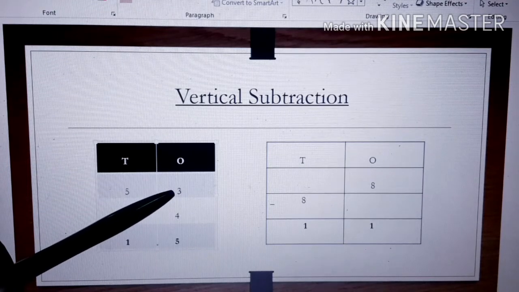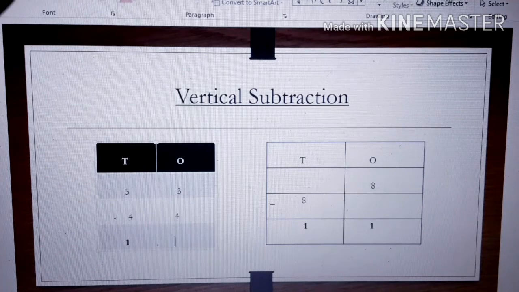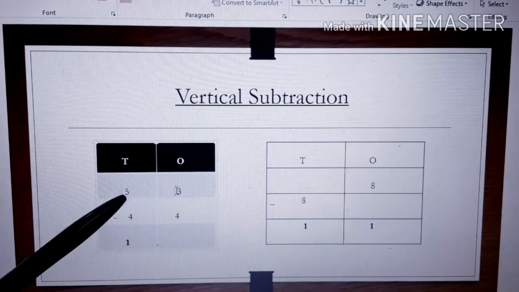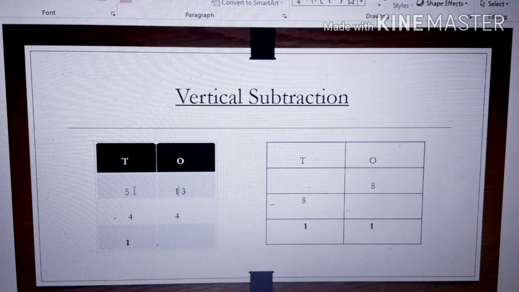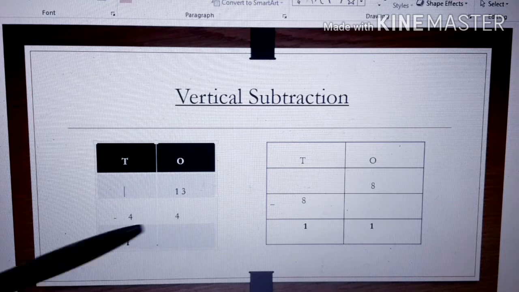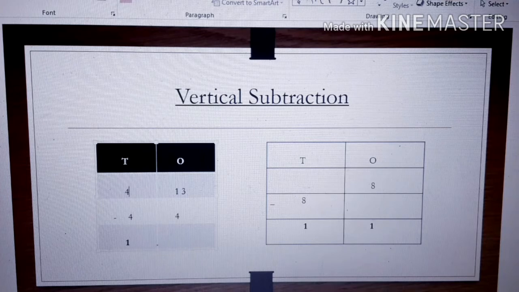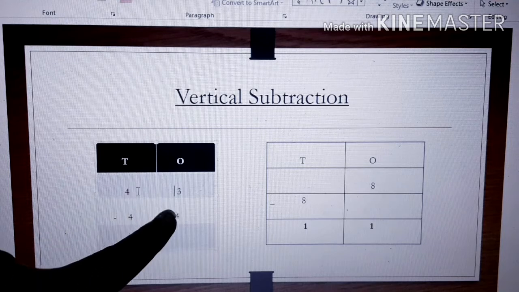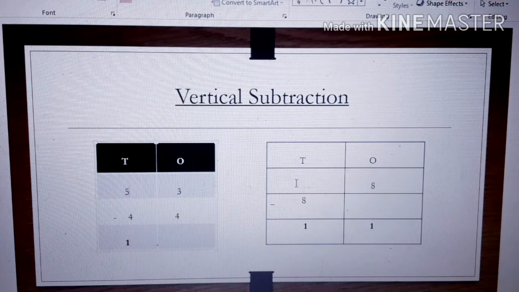Now suppose, children, if the digit in the ones place, we know that we always subtract from the bigger number, right? But if it is a smaller number, then how can we do subtraction? Can we do subtraction? Yes. How can we do it? We'll borrow 1 from 5. This 3 will become 13 and 5 will become 4. Okay. So this is how you can do subtraction when you find that the first number which is written is smaller than the second one. Okay. The bottom one. You can practice this at home.